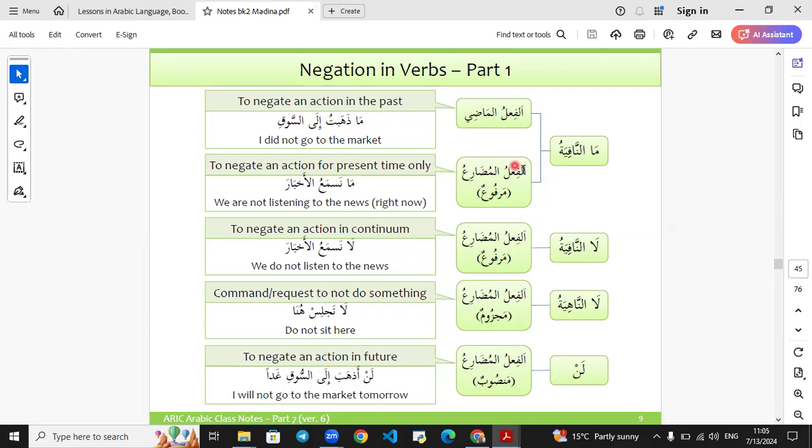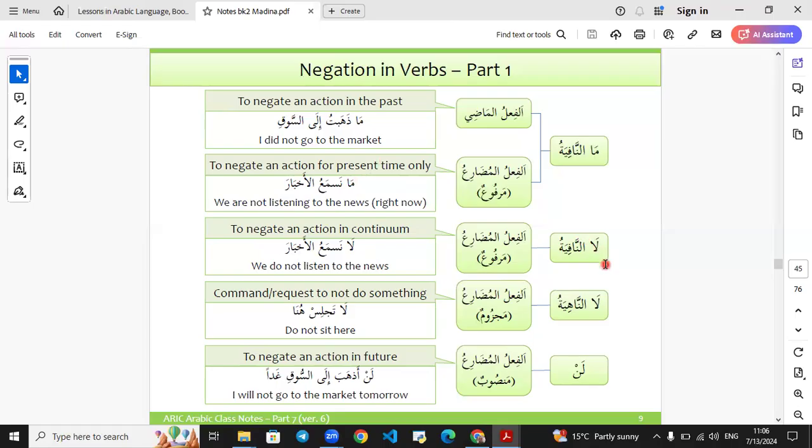What about if it is now, the present time only? We say, which is fi'l mudari marfu'un, in this case, ma nasma'u al-ikhbar. Ma nasma'u. You see, you can actually use ma nafiya in both mudari and madhi, past and present tense. So in this case, we are saying we are not listening to the news. It refers to the time of the moment, like now. We are not listening now. So you can negate the present time, and also you can negate the past.